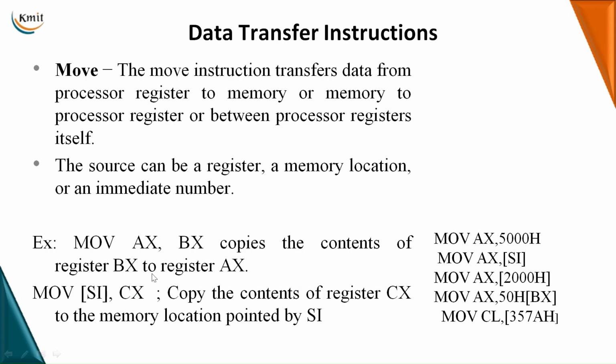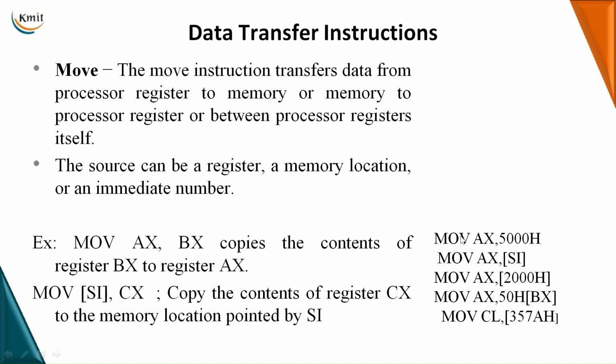For example, if you consider MOV AX, BX, it copies the contents of register BX into register AX. So this is the source register and this is the destination register. If I say MOV [SI], CX, it copies the contents of register CX into the memory location which is pointed by SI.